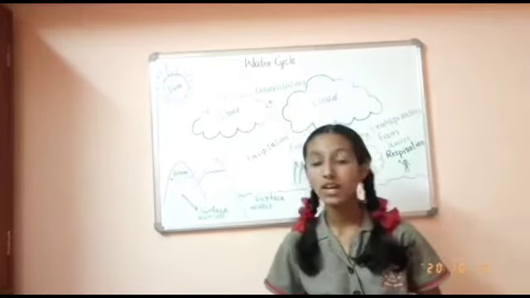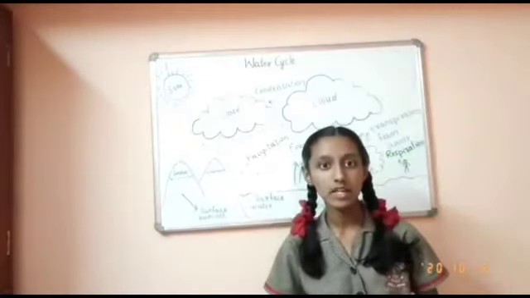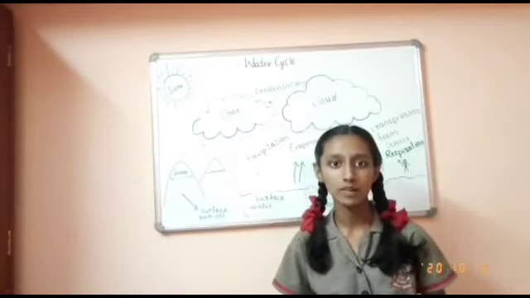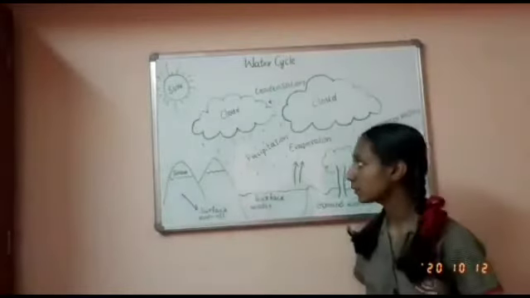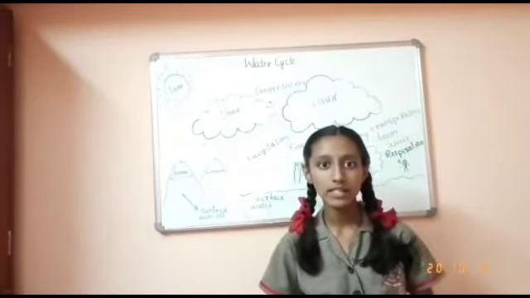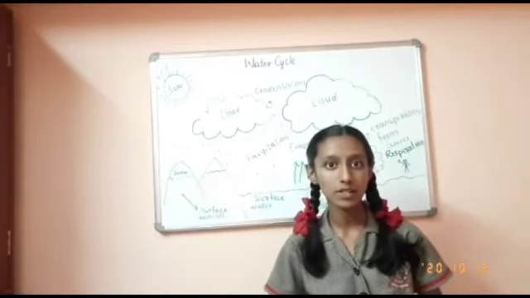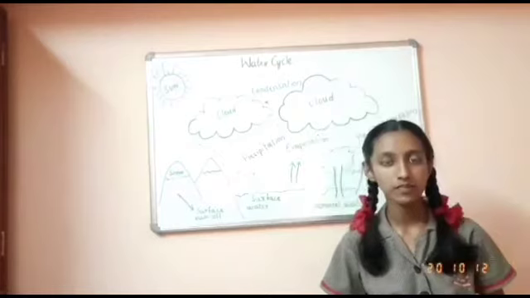The sun's energy heats up the water in the water bodies, and the water in the water bodies gets converted into water vapor and rises up in the atmosphere. Some of the water vapor gets into the atmosphere due to the biological activities like transpiration and respiration.